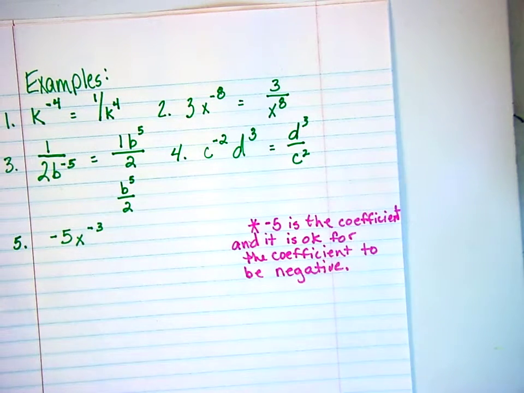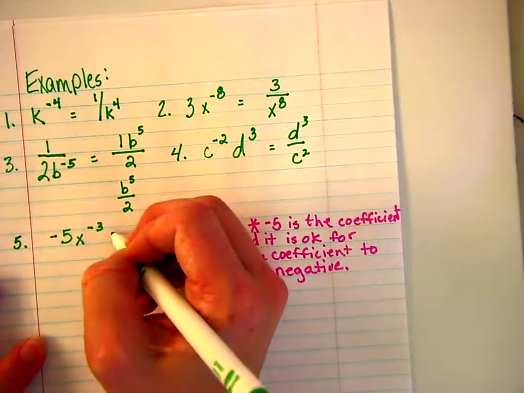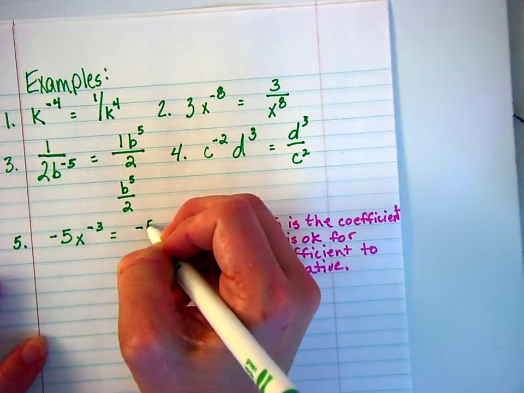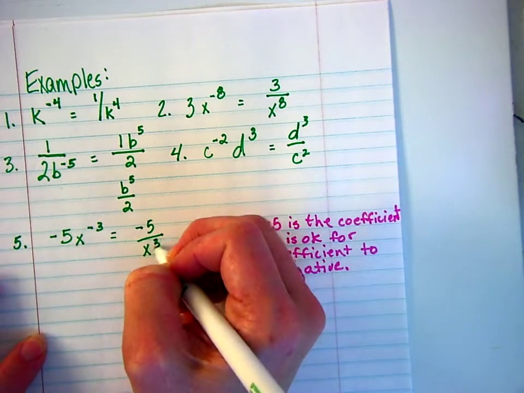What do you think that you're going to have? What do you think, Mary? Abby? What do you think you'll have after you simplify it? Carson? Negative 5 over x to the power of 3. Okay.